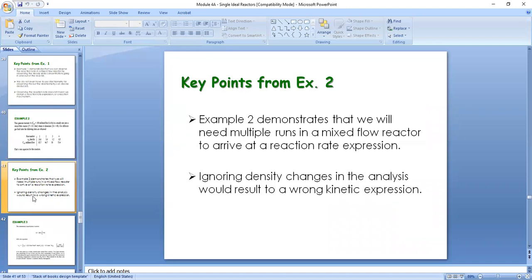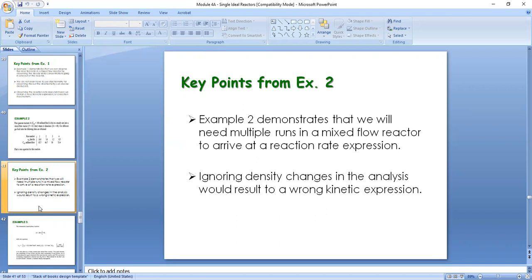So it demonstrates that we will need multiple runs. That is why you're given multiple runs in a mixed flow reactor to arrive at a reaction rate expression. So if the problem is asking for the rate equation or the rate expression or the rate law, the problem should provide you a series of runs or a set of empirical data where you can get the changes in the concentration either with respect to the rates itself or with respect to the feed rates that were used.